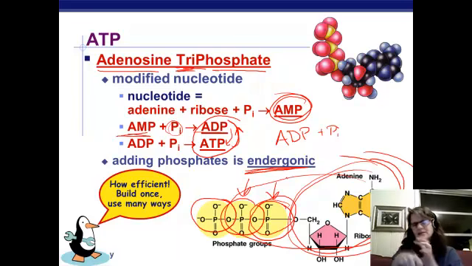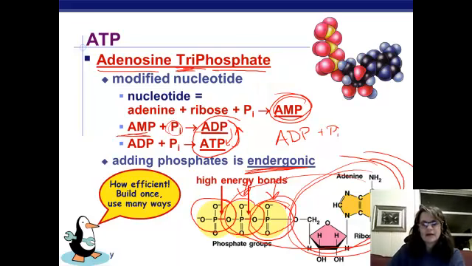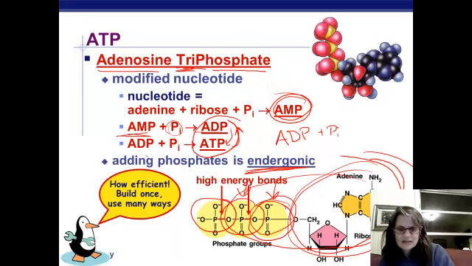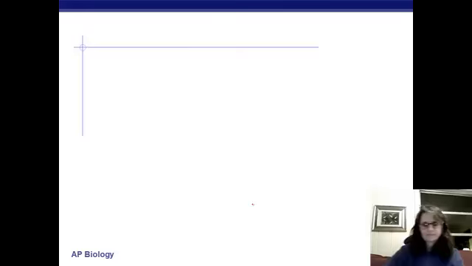But if it takes energy to make it, then how is it not more energy consumptive to make it than it is to use it? That's what we need to talk about. Okay? The key is in these bonds here between the phosphate molecules, and I have just got a great big fat mess. Let's do this. We want to focus right there and right there.